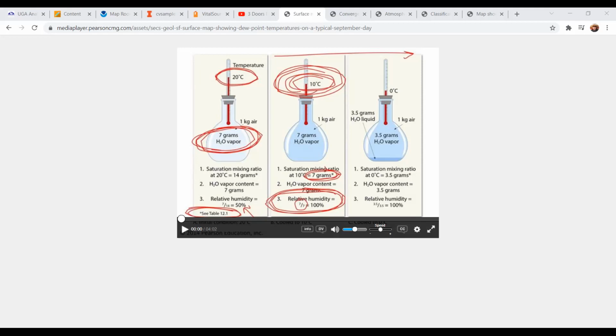So if we look at 25 degrees Celsius, 77 degrees Fahrenheit, it takes 20 grams of water vapor for the air to be saturated. But if we increase that temperature to 40 degrees Celsius or 104 degrees Fahrenheit, then it takes 47 grams. Okay. And once we reach the point of saturation, then the air can't hold any more moisture, can't hold any more water vapor.